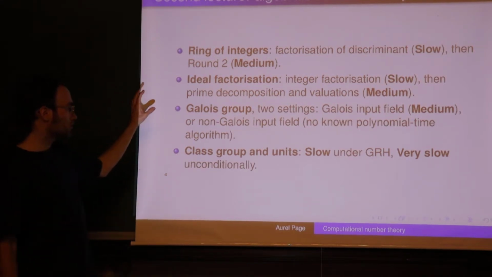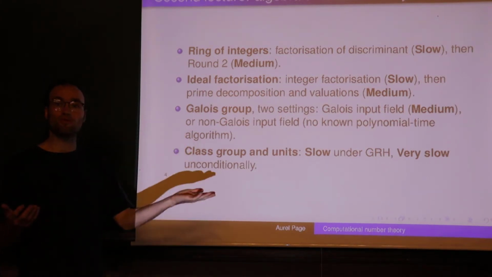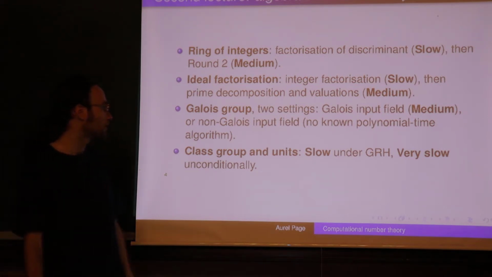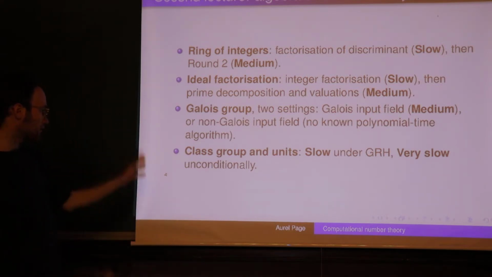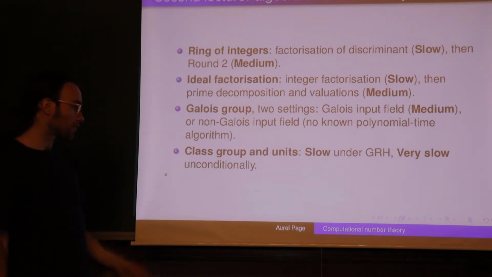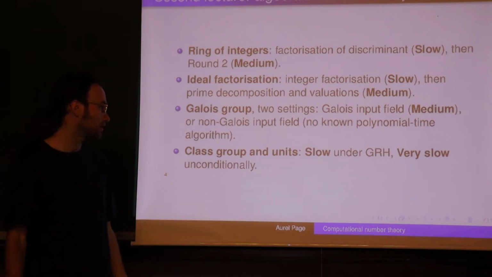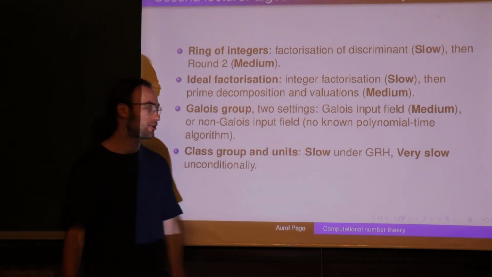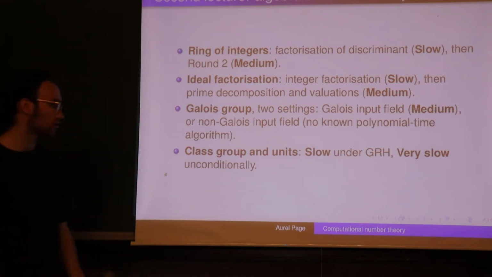We discussed computations of Galois groups, and really there are two different problems depending on whether you're given the Galois field as input or a subfield which has a potentially large Galois closure. And this gives different running times. And computing the class group and units of number fields, again, we have two settings depending on whether we assume the GRH, the generalized Riemann hypothesis, for our algorithms, in which case we have sub-exponential but not exponential algorithms. And unconditionally, we have only exponential algorithms.